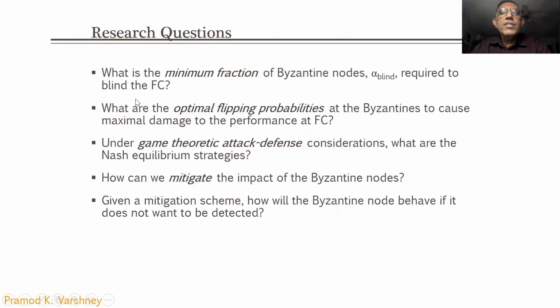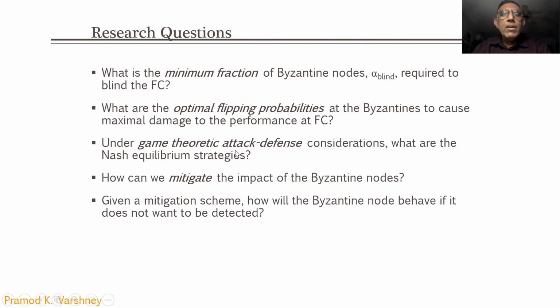So the type of research questions that one can raise are: what is the minimum fraction of Byzantine nodes, alpha blind, required to blind the FC? Blinding the FC means that the fusion center is not able to extract any information from the incoming information from the sensors. Now, the sensors don't have to always flip their decision like in the binary case. So the question here is, what are the optimal flipping probabilities at the Byzantines to cause maximal damage to the performance? So this is like optimizing their negative impact on the network.